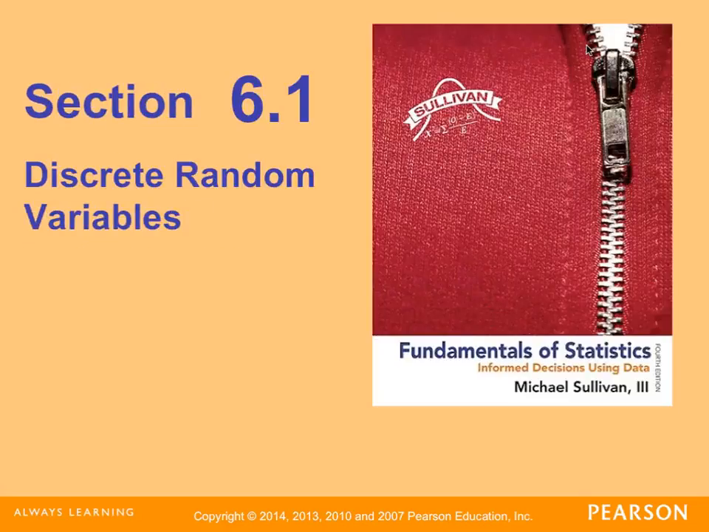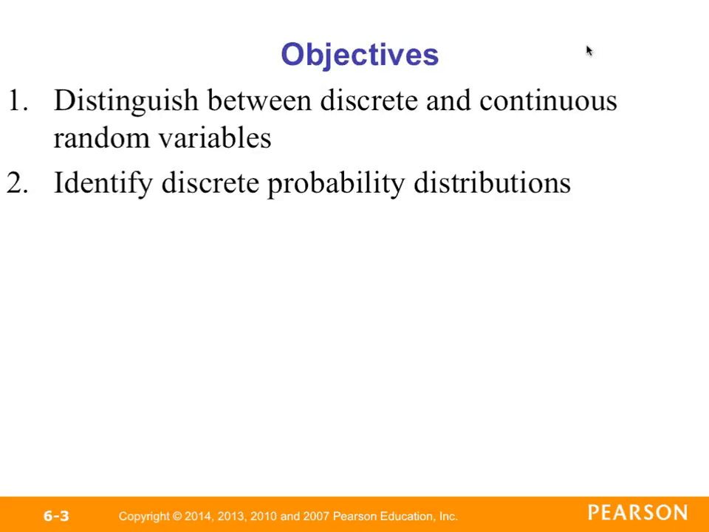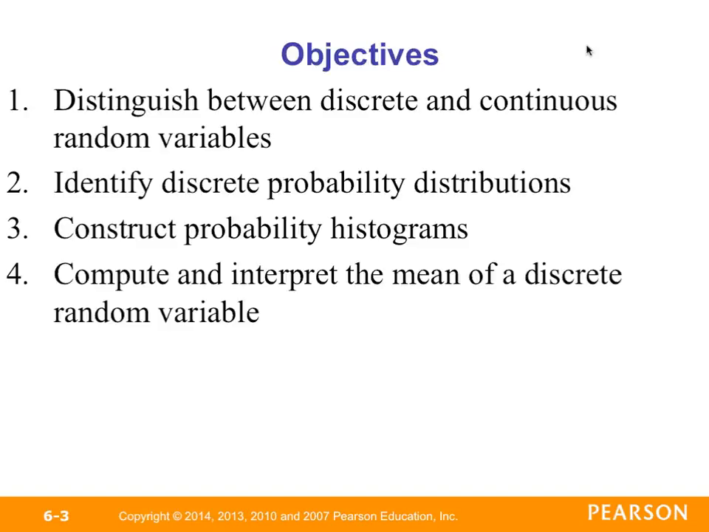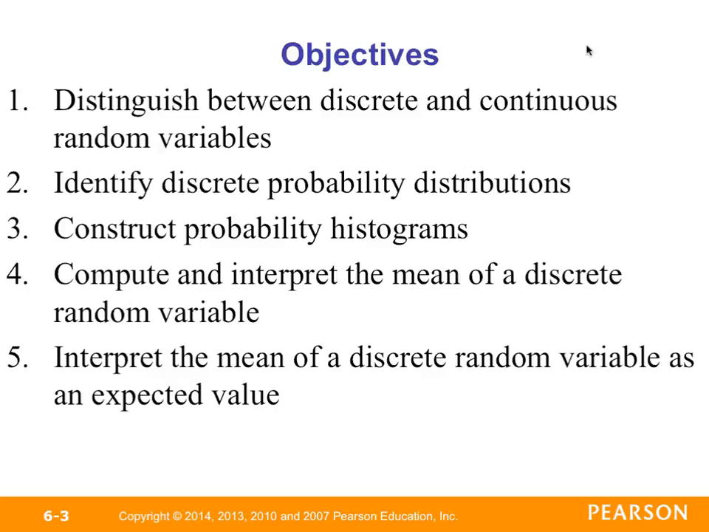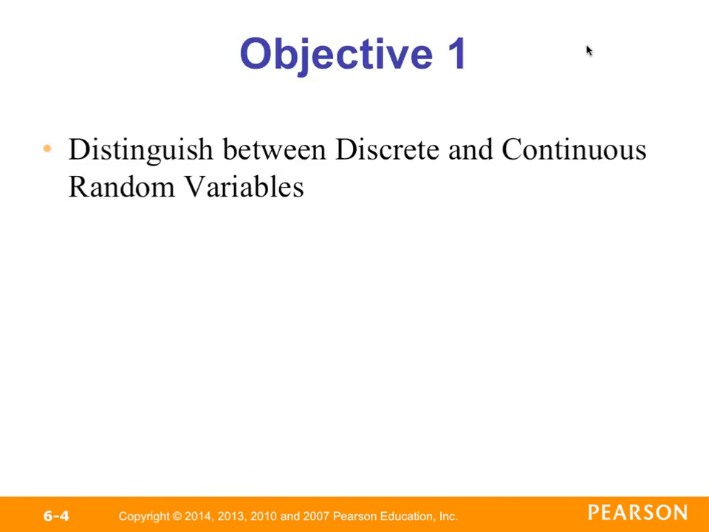Section 6.1 is about discrete random variables. The objectives in this section include distinguishing between discrete and continuous random variables, identifying discrete probability distributions, constructing probability histograms, computing and interpreting the mean of a discrete random variable, interpreting the mean of a discrete random variable as an expected value, and then also computing the standard deviation for a discrete random variable. So let's start with the first objective.